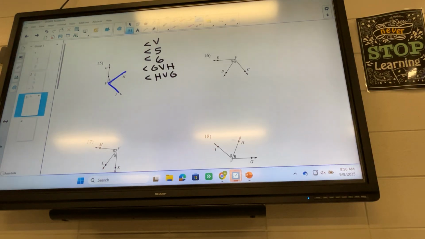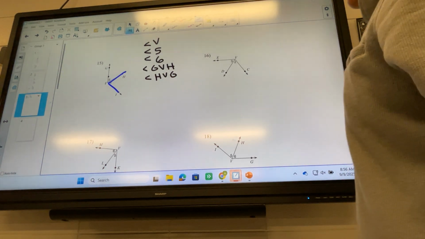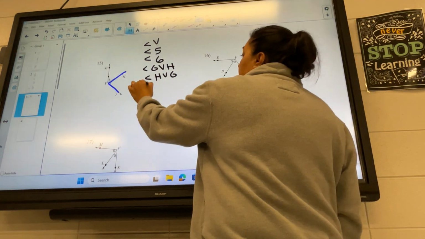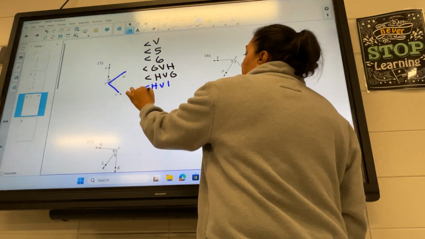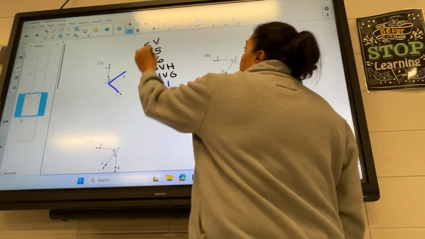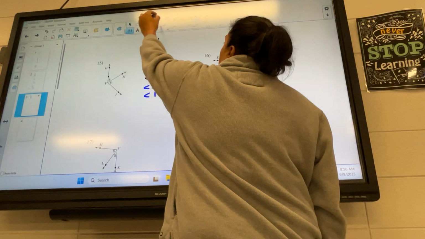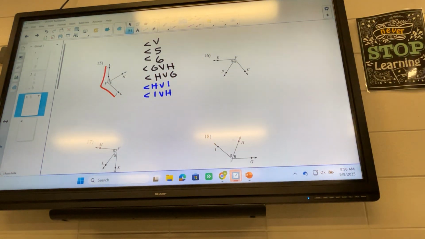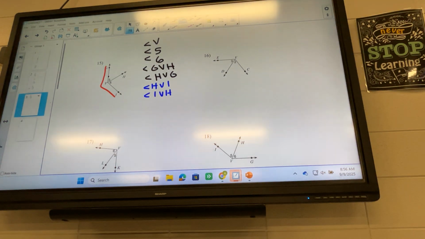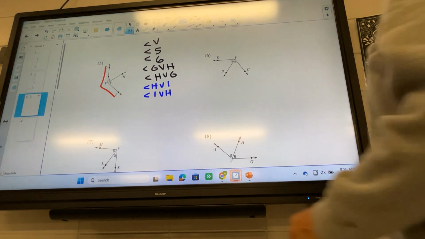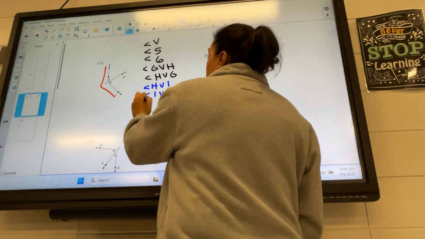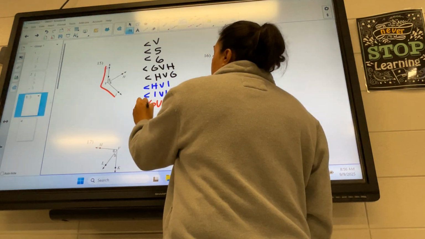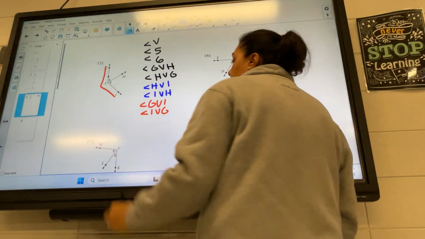Okay, and then I can name that other guy. How do I name him? HVI and IVH. And then lastly, we're going to name that big one. How do you name that one? GVI and IVG.